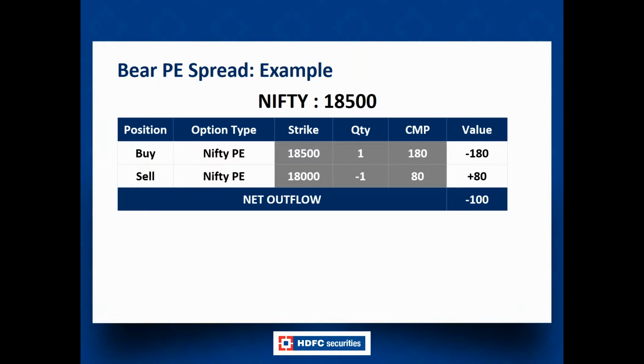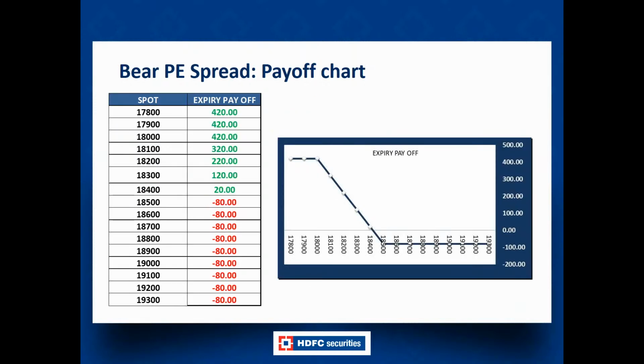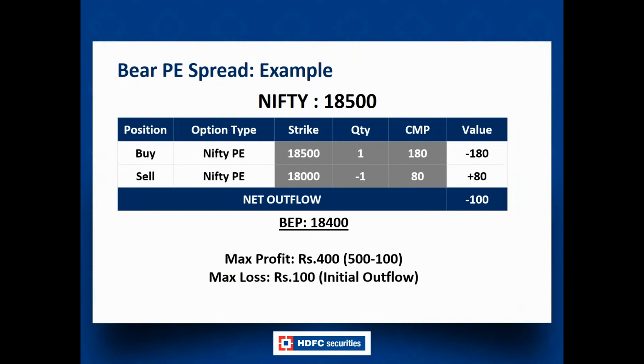So here is an example. Suppose Nifty is quoting at 18,500 and you have a negative view on the market. What you can do is buy one 18,500 put option at 180 rupees and simultaneously sell an 18,000 put option at 80 rupees. Once you buy the 18,500 put option, you have to give 180 rupees as a premium. And once you sell the 18,000 put option, you will receive 80 rupees as a premium. So net your cost has reduced to 100 rupees.